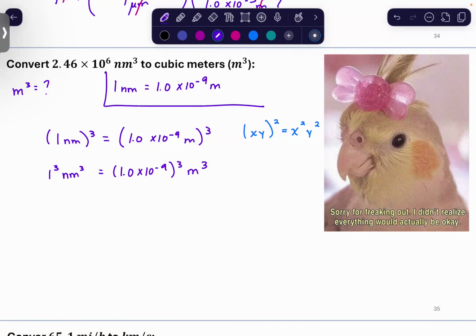Well, 1 cubed is just 1 nanometer cubed. Now, this 1.0 times 10 to the negative ninth cubed becomes 1.0 times 10 to the negative 27th cubic meters. There's my conversion factor to go from one cubic number to another. And you can do this every time you have to do this kind of calculation. You can just walk it through these steps and make sure you're getting the proper conversion factor.